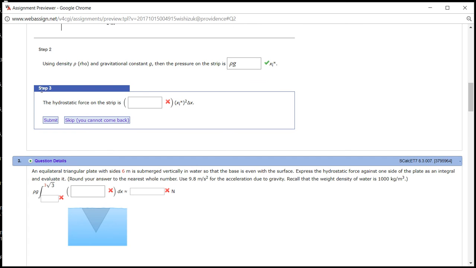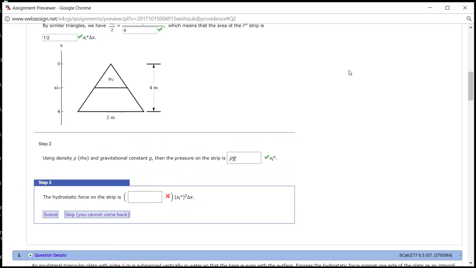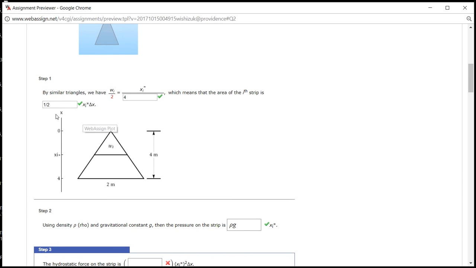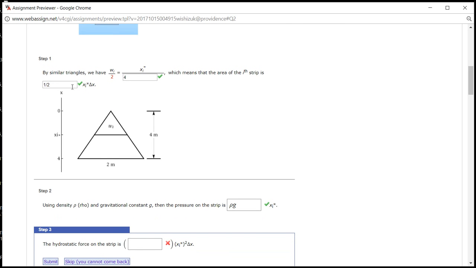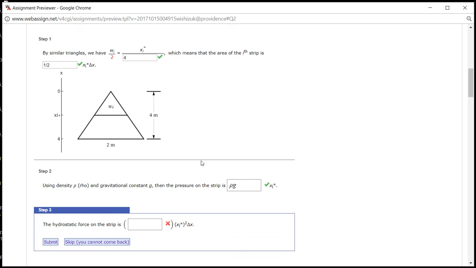All right, so let's look at step 3, hydrostatic force on the strip. The hydrostatic force would be the area, which we found to be 1/2 xi star delta x, times the pressure. Pressure is rho g xi star.